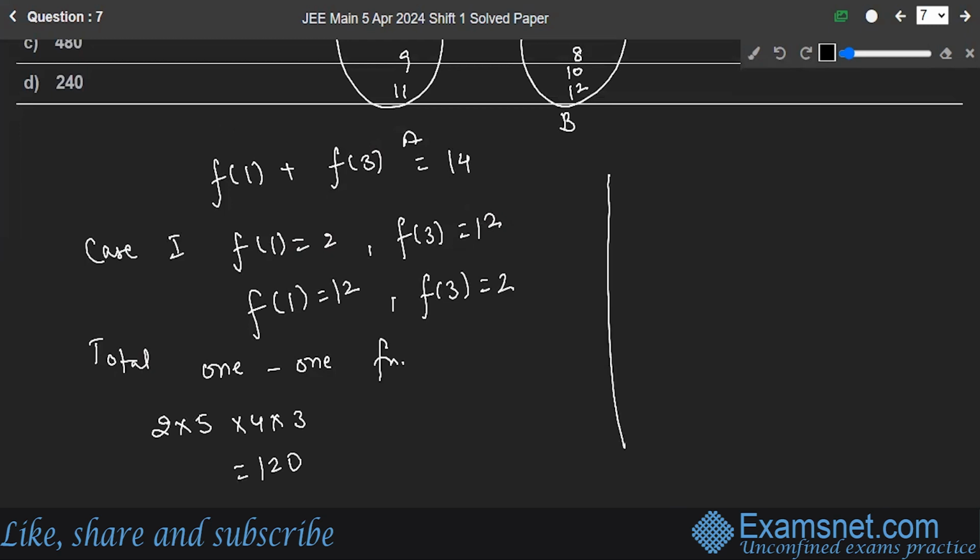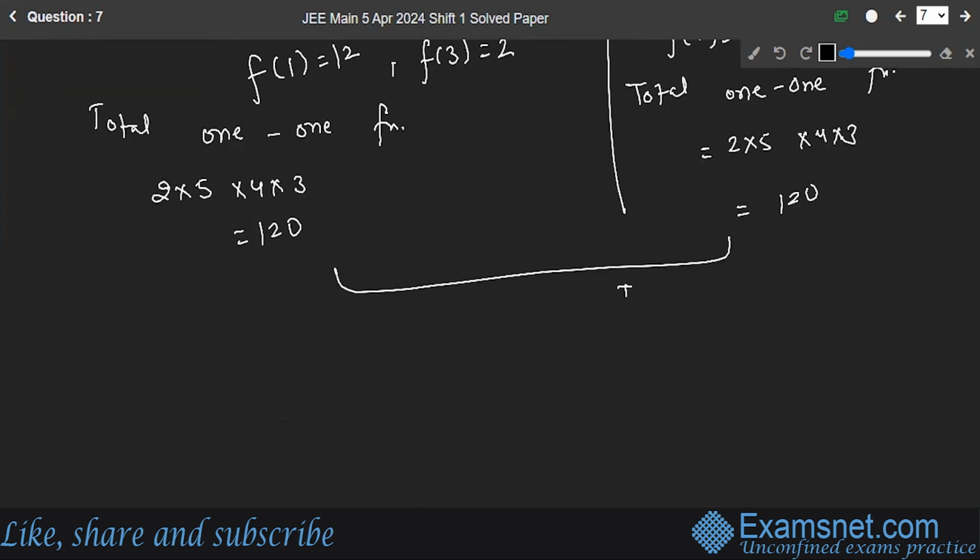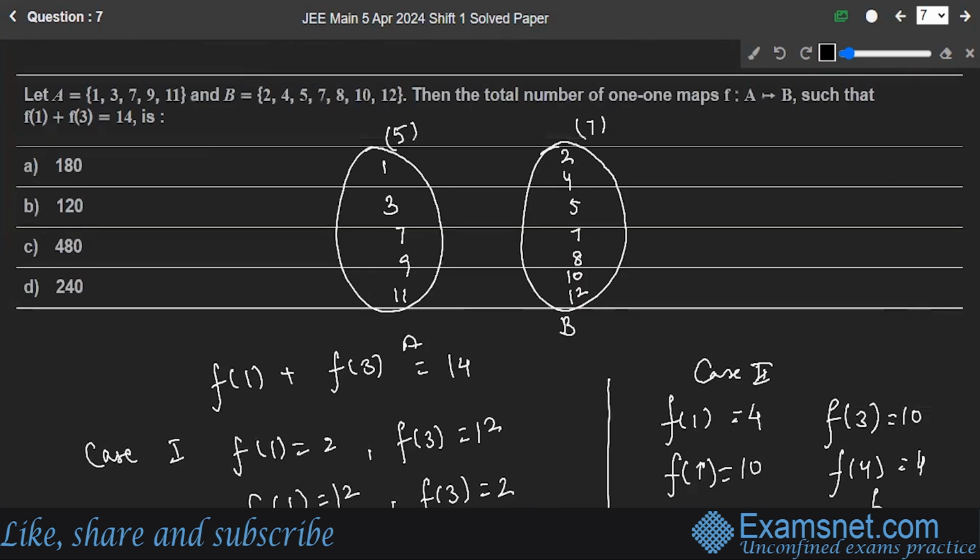Let's see the second case, when f1, let's say that is equal to 4 and f3 is equal to 10. So also f1 is equal to 10 and f3 is equal to 4. Again, how many one-to-one functions? 2 into 5 into 4 into 3. So the total cases will be given by 240. So this is the answer to the question, D option. Hope you got that. Let's move to the next question.